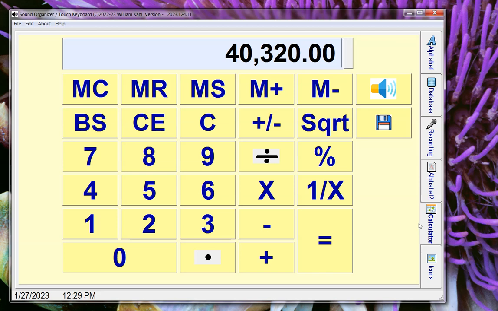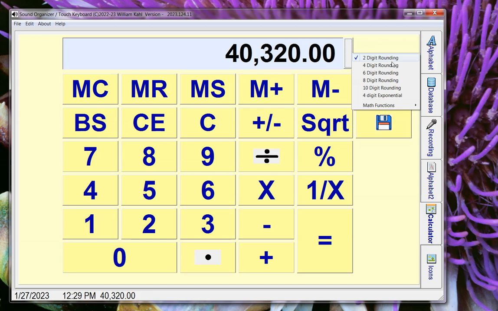Okay, so it has several math functions that you might find useful in your daily work, and if you don't, you just ignore that they're there. So you can always have it speak the value, 40,320.00. And you can copy this value to the clipboard and take it and use it in another program wherever you want it to go.